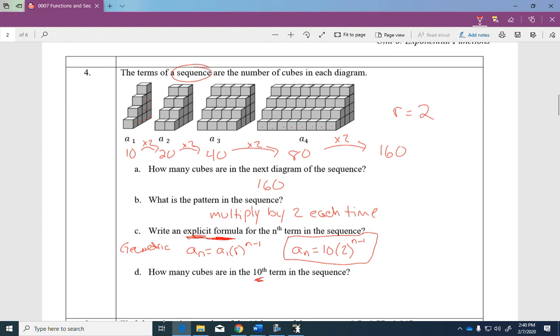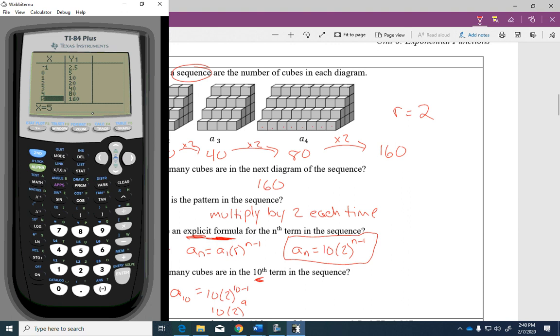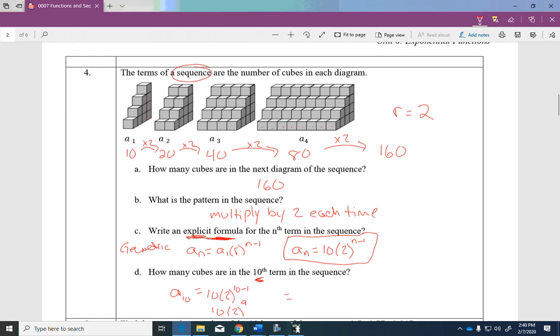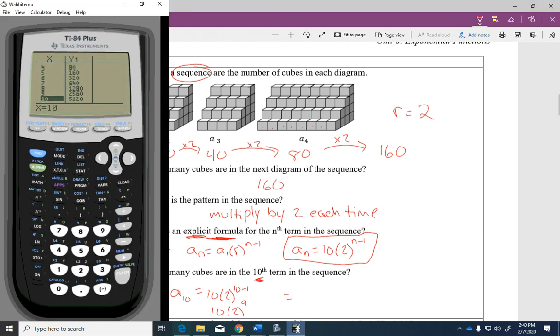How many cubes are in the 10th term? Remember, what's nice about explicit formulas is you plug in a 10 in place of your n. So the 10th term can be expressed as a sub 10. And to find it, I do 10 times 2 to the 10 minus 1. So I'm really trying to figure out what is 10 times 2 to the 9th power. Really, I don't have to calculate this. I already have it entered in on my calculator. So if I go to the 10th term, I see that it's equal to 5,120.